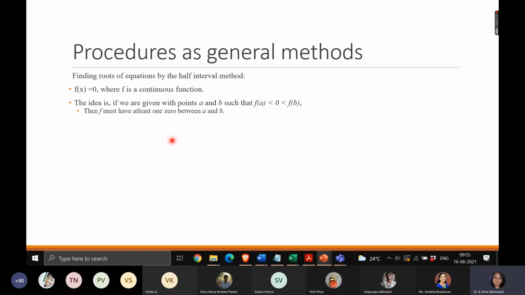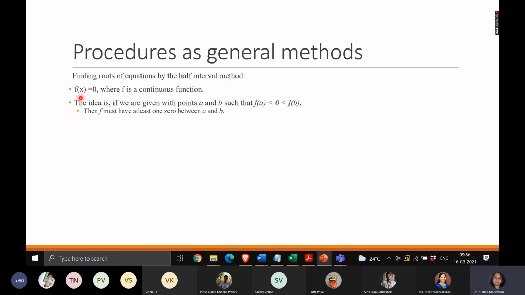And we know how to write a procedure inside another procedure. We can have modularity. We can build modularity in the list. A procedure can have another procedure, and we can call it inside. All those things we have already studied. Okay, let's look at what our problem is. The problem is finding the roots of an equation by the half interval method.